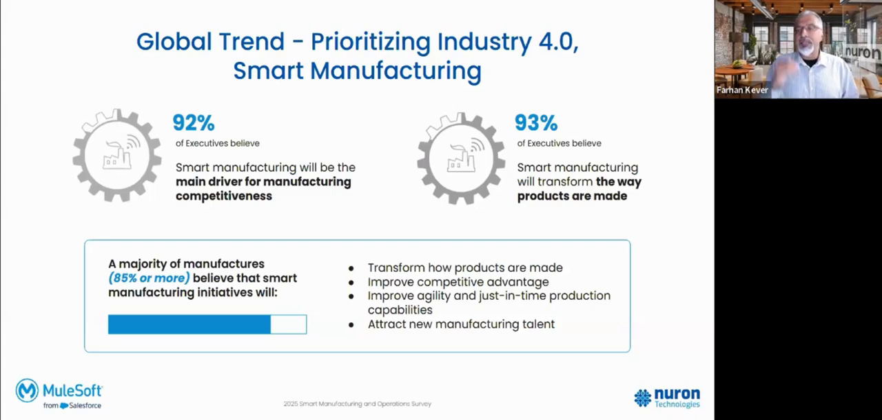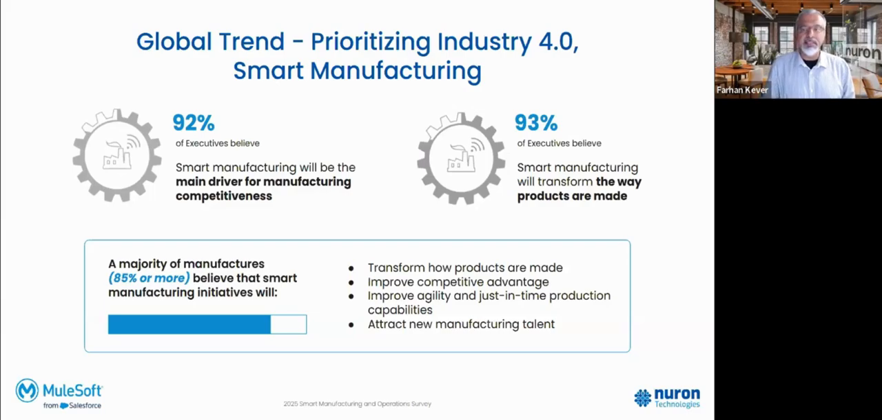Today, smart manufacturing is a top boardroom priority. According to recent surveys, 92% of executives now see smart manufacturing as the main driver for competitiveness. And even more, 93% believe it will fundamentally transform how products are made. What's important here, apart from these percentages, is alignment. Across industries and markets, leaders are recognizing that agility, data visibility, and systems integration are what will define the next wave of operational excellence.